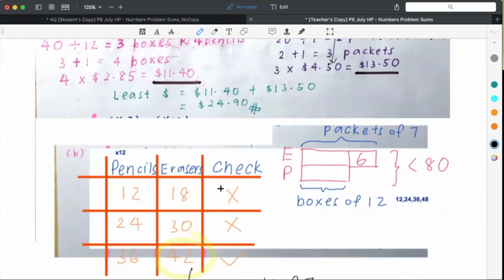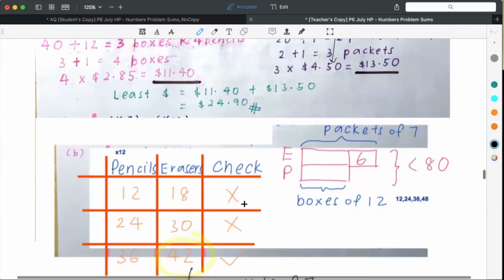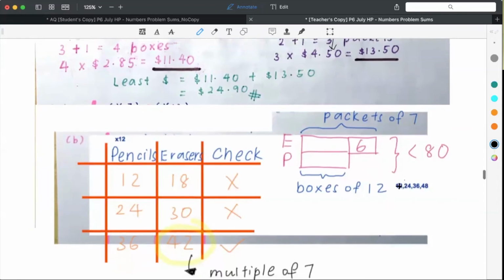But teacher Christina, 18 plus 12 is 30. It's less than 81. Why do you put a cross? I want to explain why I put a cross. Because 18 erasers is not a multiple of 7, because one packet has 7 erasers. So I know that this is wrong. The next number I will try, 12 is out already, I will try 24, a multiple of 12.